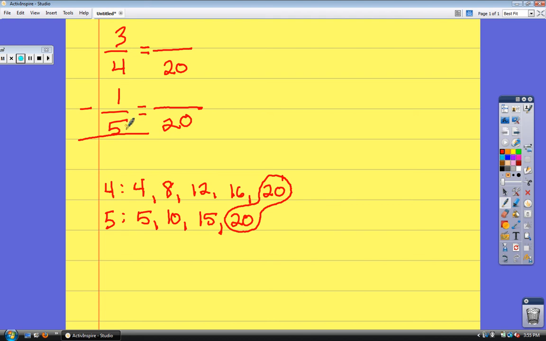So now we see 5 times 4 is 20, so we have to do 1 times 4, which is 4. 4 times 5 is 20, so we do 3 times 5, which is 15. Now with common denominators we can subtract 15 twentieths minus 4 twentieths, which is 11 twentieths. So again, one way is by finding the least common multiple of the denominators and then making equivalent fractions and then finding the answer.